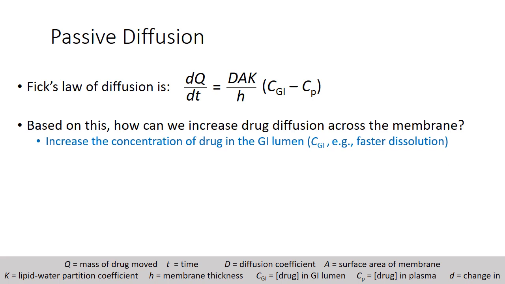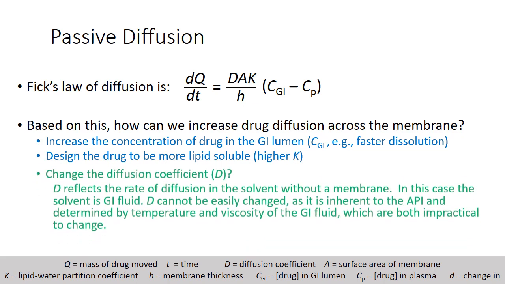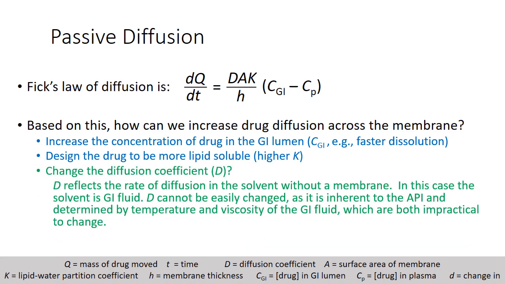Okay, so that's why I said the first one, really increasing the concentration of drug in the GI lumen. The only way to do that is a higher dosage for the most part. Design the drug to be more lipid soluble. Well, we can't do that unless we change the actual chemical makeup of the drug, so we'd have to prove that that drug still binds to its target pharmacologically. And then the diffusion coefficient. We can't really do much about that.